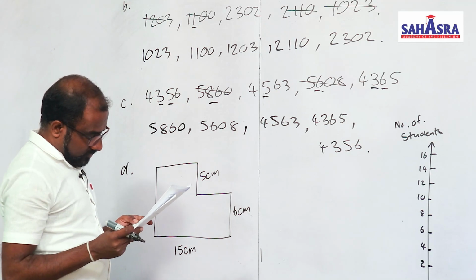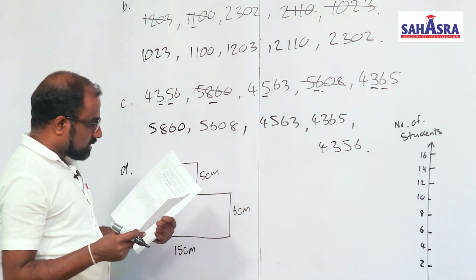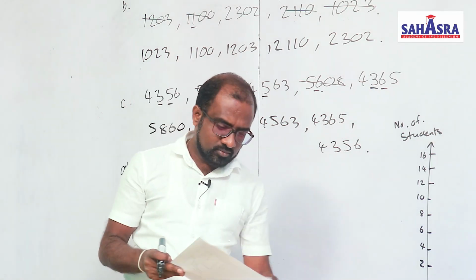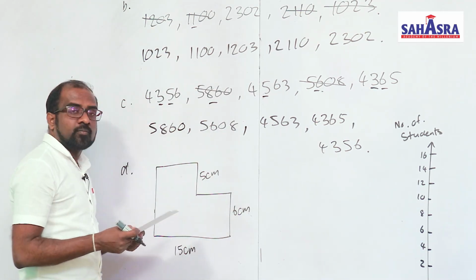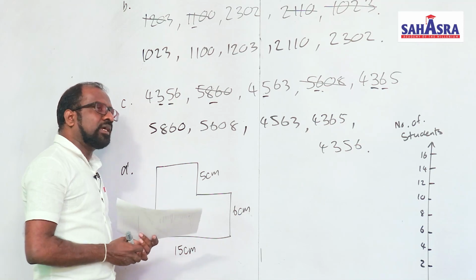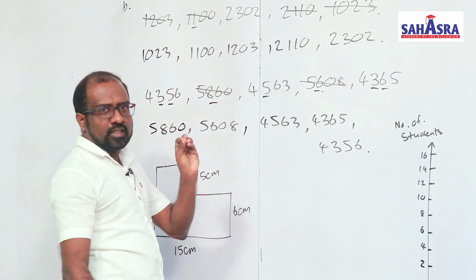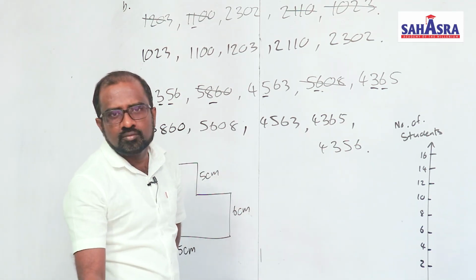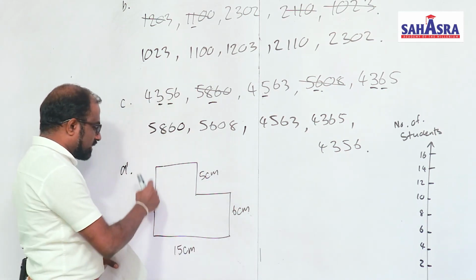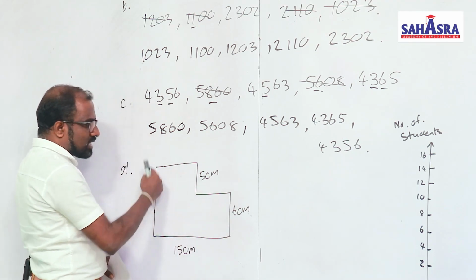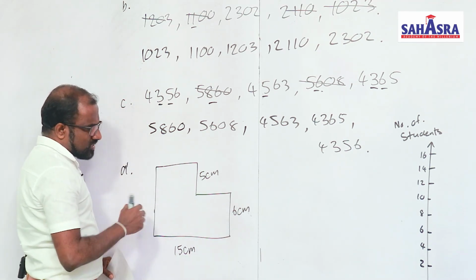Okay, children, right. Then part D of question number 3, you are asked to find out the perimeter of this figure. What is a figure's perimeter again? The length of the boundary. The total length of the boundary. So you have to get the length of all these sides and add.